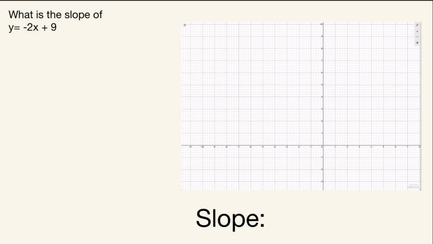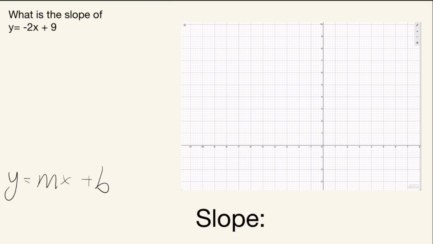Okay, this question asks us, what is the slope of y equals negative 2x plus 9? So, like we did in the last question, this is the slope-intercept form. Meaning, let's just give what that stands for. So the slope-intercept form, like we just did, is y equals mx plus b. And I'll give you guys a second to see if you remember what the equation is.